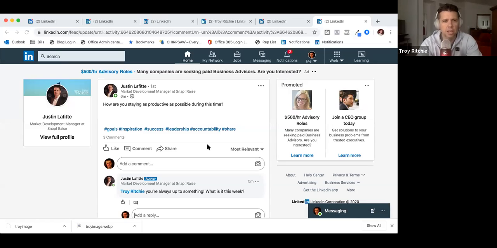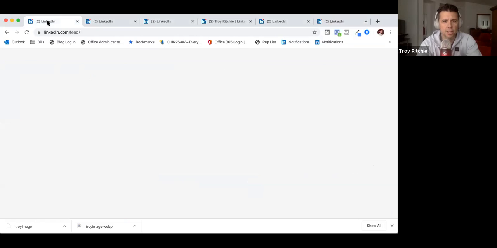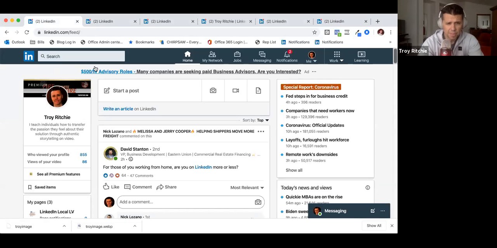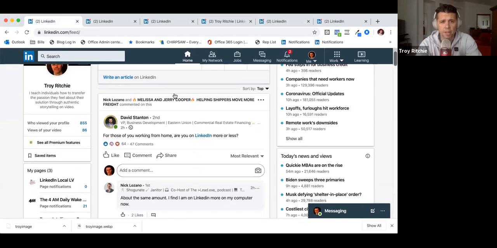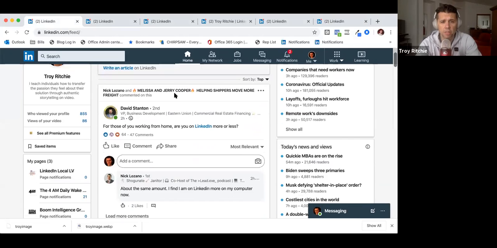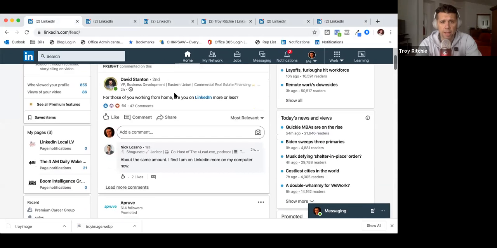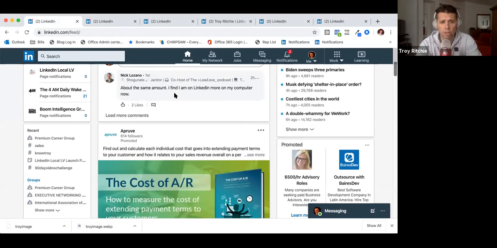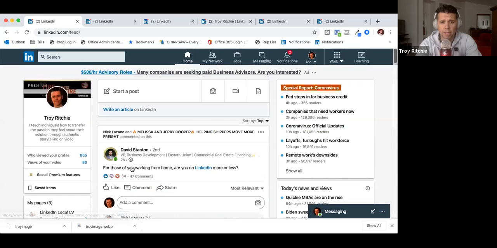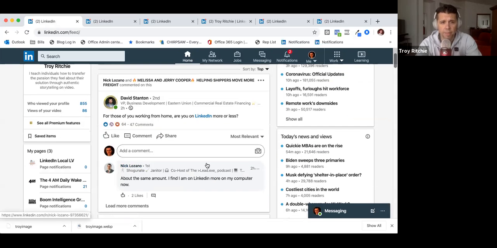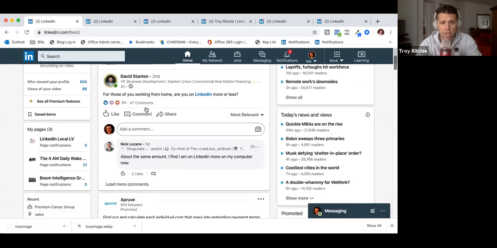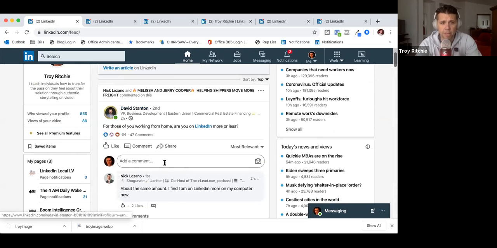So you can see here, this is LinkedIn. And this is when I first log in, this is what I see, right? These are all the individuals I'm following and what type of content that I find valuable, right? I've never met Nick in person, yet him and I are communicating all the time. And so Nick commented on David's, who's a second degree.